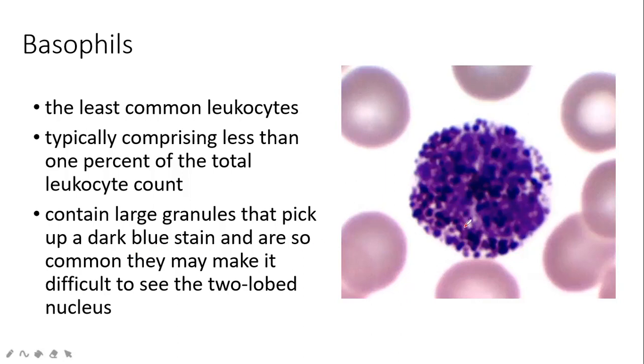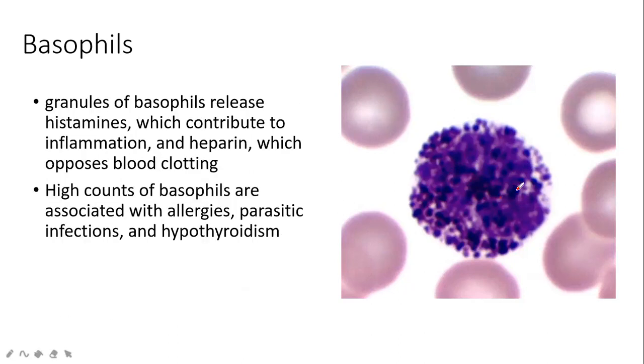And because of the dark granules, you can't see that it has two lobes of nucleus. Like your eosinophils, it also has two lobes, which can be U-shaped or J-shaped. But because its granules are large, they cover its lobed nucleus. The granules of your basophils contain histamine and heparin. Histamine can contribute to the inflammatory reaction, and heparin opposes blood clotting, meaning the presence of heparin can inhibit clot formation, because heparin is an anticoagulant. So a high count or increased number of basophils is usually associated with allergies, parasitic infections, as well as hypothyroidism.